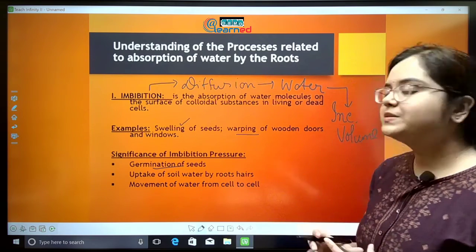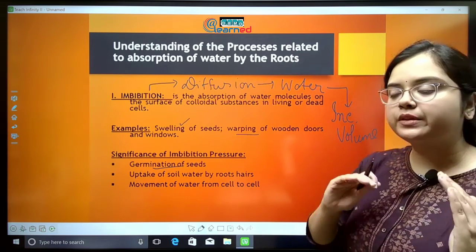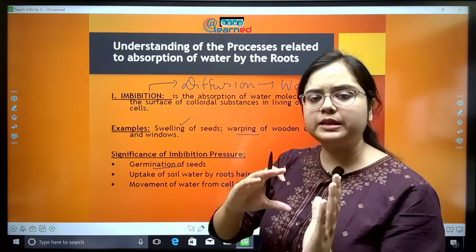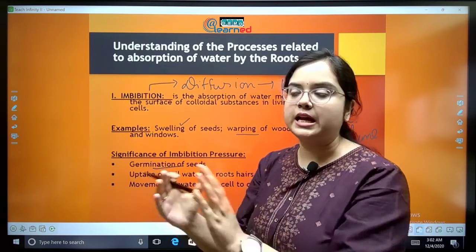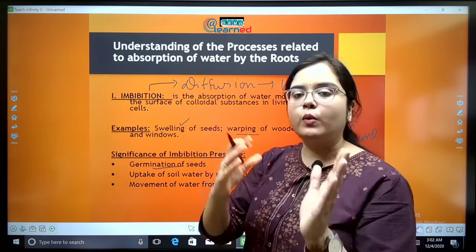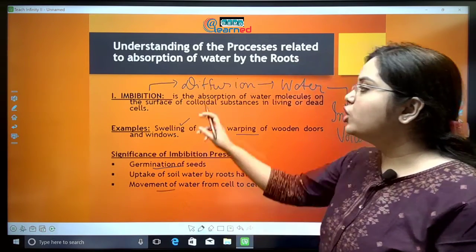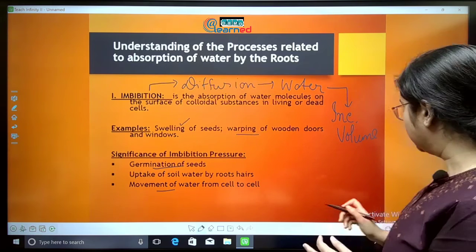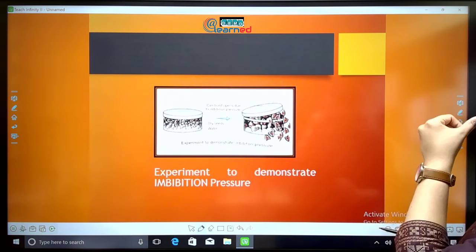Movement of water from cell to cell. As one cell gets filled up, a portion of that water is transferred to the next cell. So this cell to cell imbibition, this transfer of water from one cell to another, is happening because of imbibition. So we will learn a bit more about it.